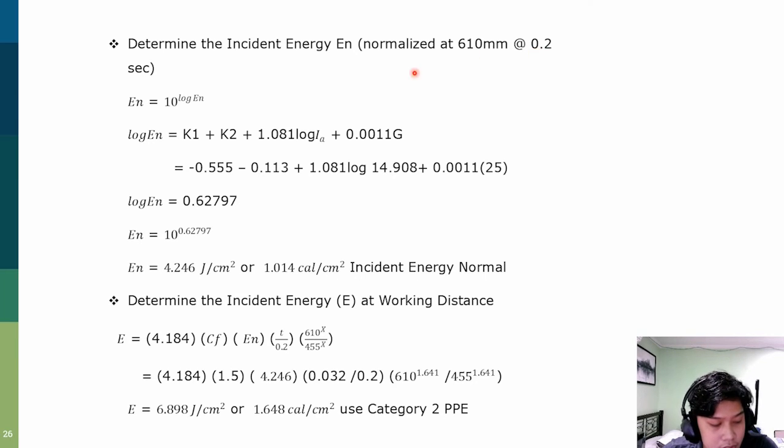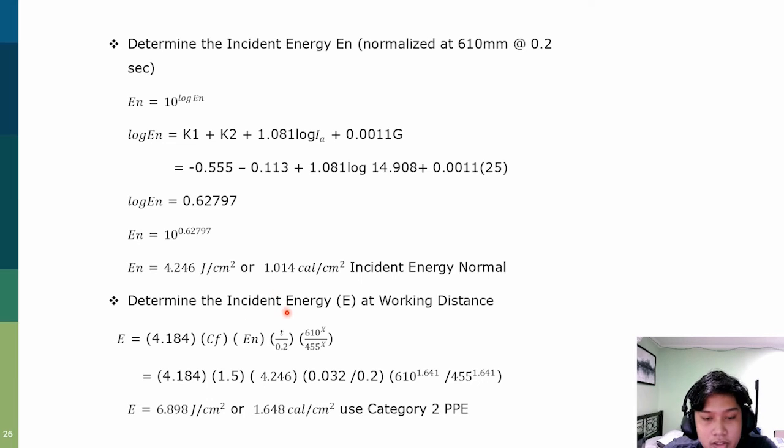Now we determine the incident energy En that is normalized at 610 millimeter at 0.2 seconds. So this is the formula for log En. Substituting the variables we have, we got this one. Solving for En, we got 4.246 joule per square centimeter or 1.014 calorie per square centimeter.